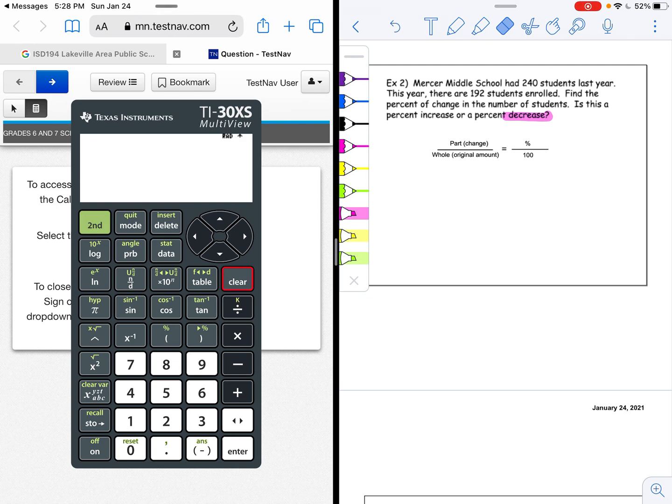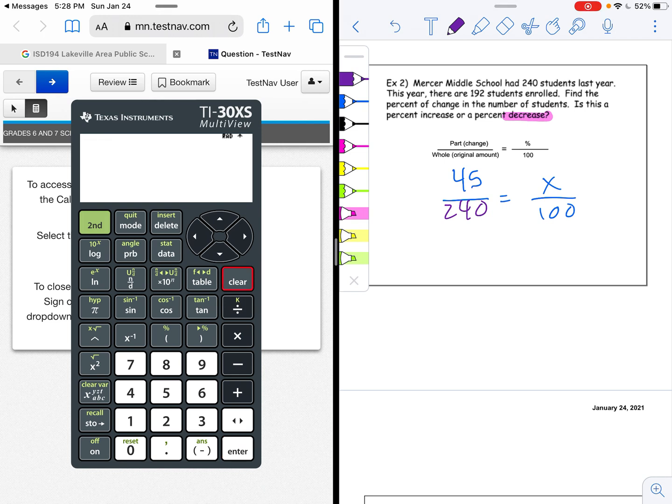So now we need to find the difference between the two of them because that is the change. So 240 minus 192. So the change is 48. So that's going to be the top number here, or the part. We're looking for the percentage. And then where you started, I started at 240 because that was last year. So that's kind of last year's original number. So that 240 is going to be my original.